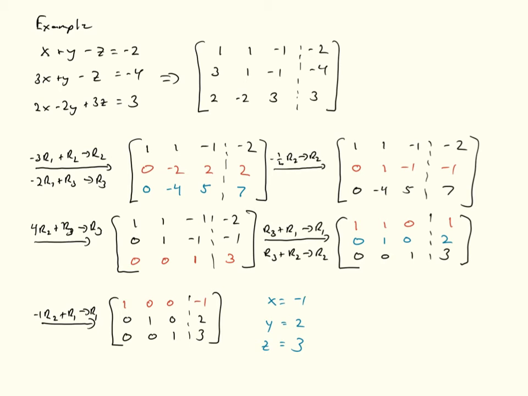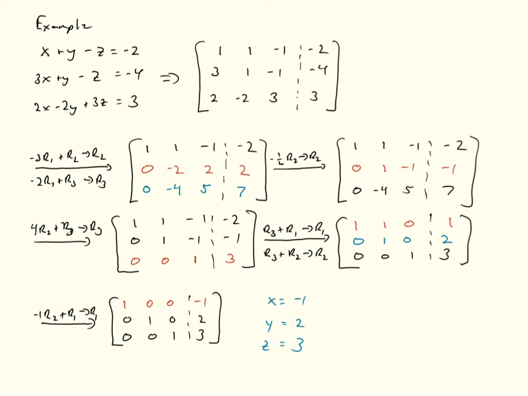In this example, the three equations are x plus y minus z equals negative 2, 3x plus y minus z equals negative 4, and 2x minus 2y plus 3z equals 3. Translating that into an augmented matrix, the dotted line represents our equal sign. So I have 1, 1, negative 1, equals negative 2. Then 3, 1, negative 1, equals negative 4. And then 2, negative 2, 3, equals 3.